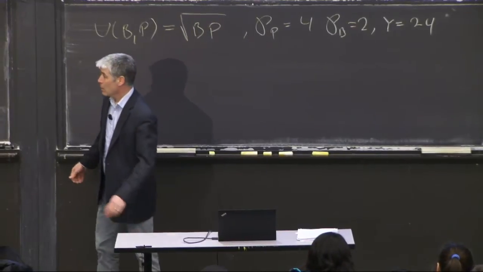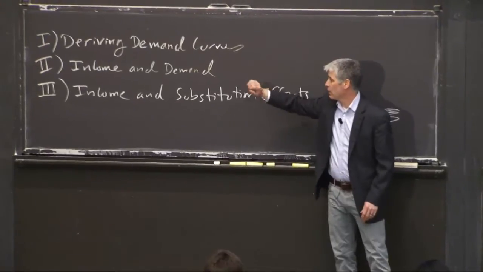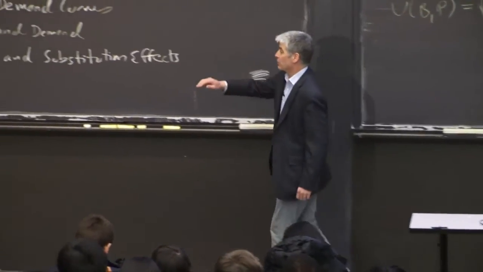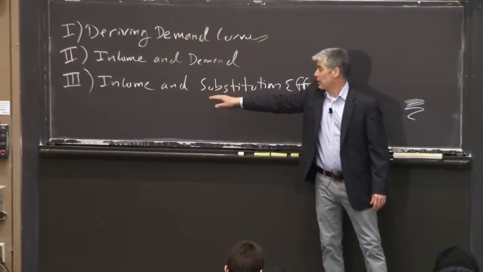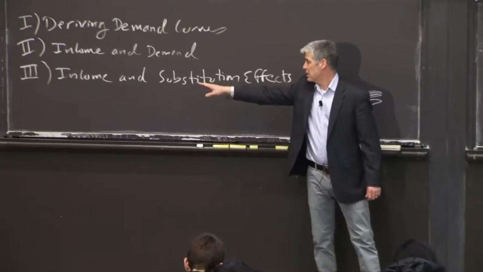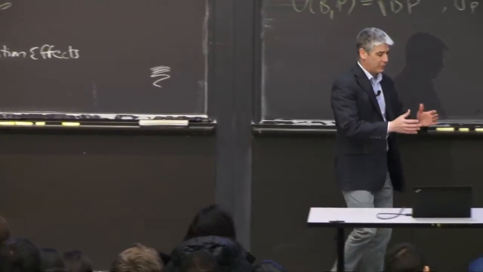Okay? So today we're going to derive demand curves for the example we've been playing with a couple of times. I'll then think about how demand curves shift around as income shifts around. And then I'll talk about why and when demand curves are downward sloping by decomposing the effect of a change in price into a change in income and a substitution effect. Okay? So by the end of class, we should be through all that stuff.